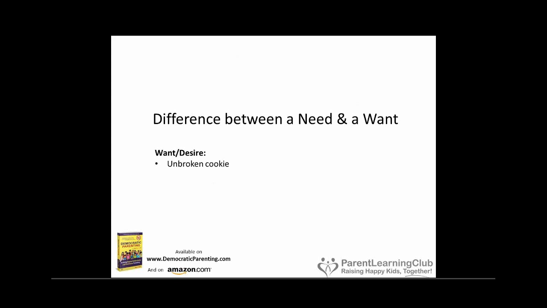Now, the amount of cookies is the same for each child, but the child with the broken cookie might throw a big fit, might be upset and saying they want a full cookie, they don't want a broken cookie, and that seems to be what they're upset about, right? So but that's just the want, that's just the desire. We call this the broken cookie phenomenon, actually.